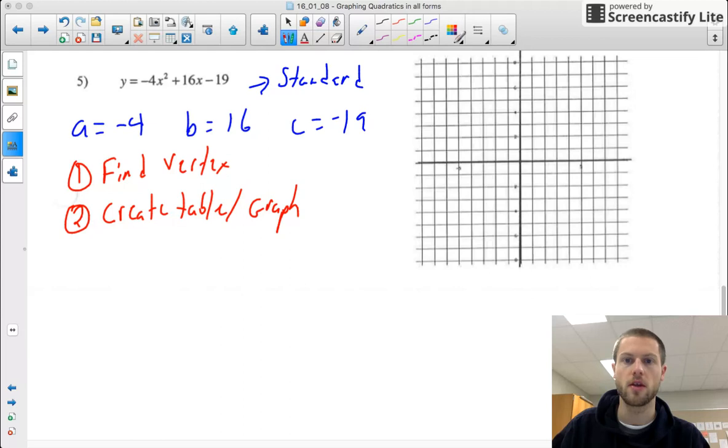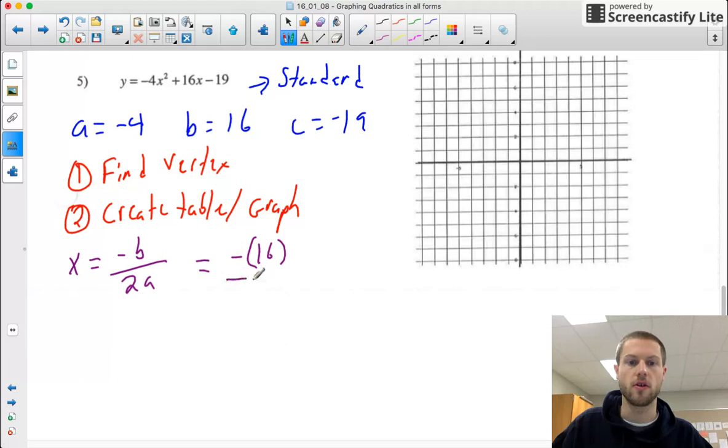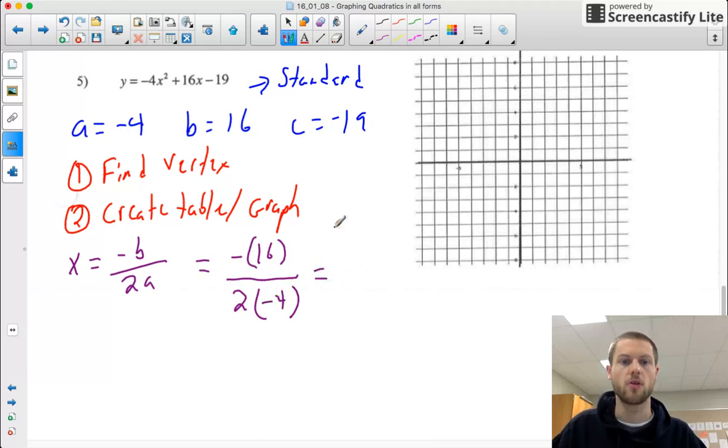And the way I'm going to do that is I'm going to use our formula for the x-coordinate of the vertex, -b over 2a. And so what I'm going to do is take this b value and stick it in parentheses. And I want to be careful to keep that negative in the mix. I'm going to divide that by 2 times my a value, also in parentheses. And if I could do a little bit of quick arithmetic here, this is a -16 divided by -8, which will give me a +2.